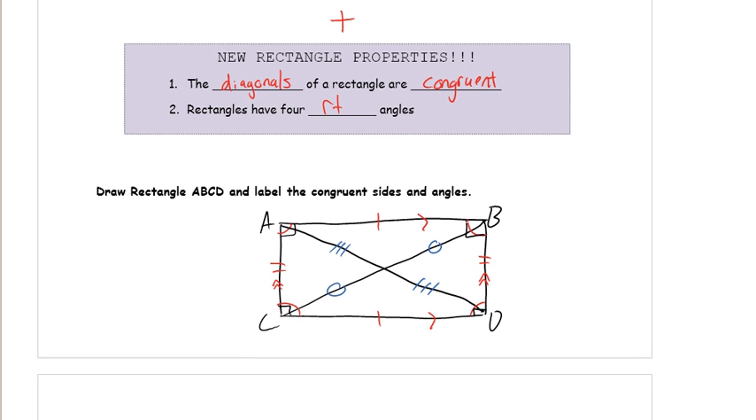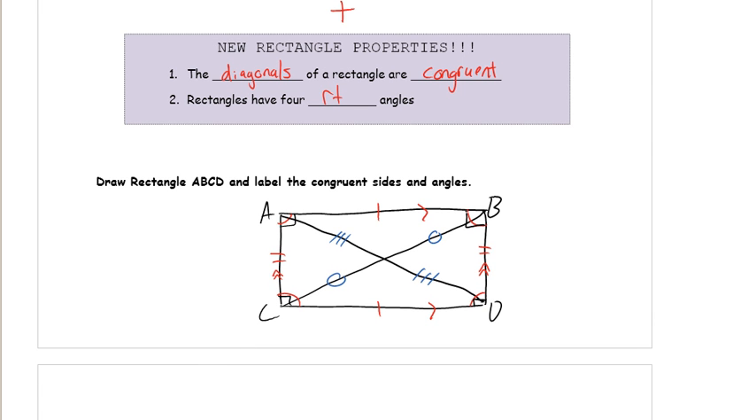Now the two new ones: we know that the diagonals are going to be congruent. Kind of hard to mark. And then we already said that they have four right angles. So we should actually change this now based on this one and say that, okay, these are actually all going to be the same, and they bisect each other. So we can mark it as this. Okay, that's what a rectangle is going to look like, and we'll look at some examples.